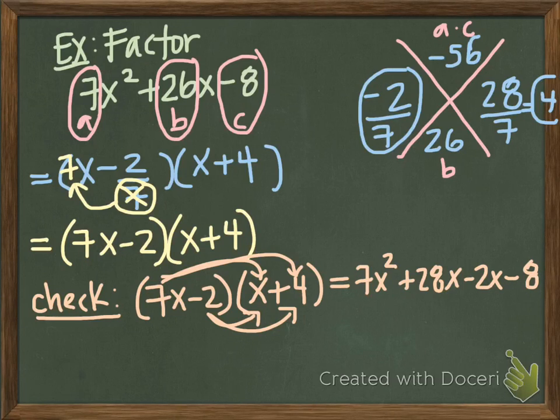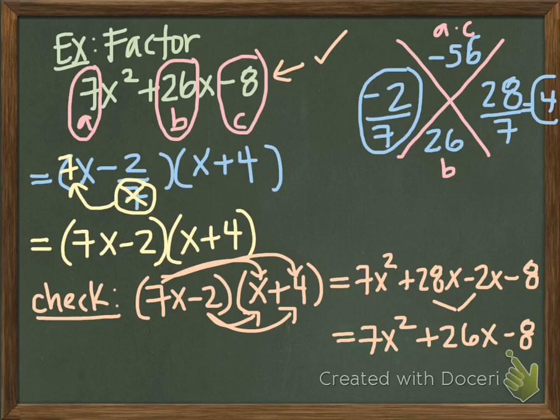We're going to combine those two middle terms. 28x minus 2x equals positive 26x. So I've got 7x squared plus 26x minus 8. This does match what we started with. So that means that our binomials were correct. This is the factored version of that trinomial.